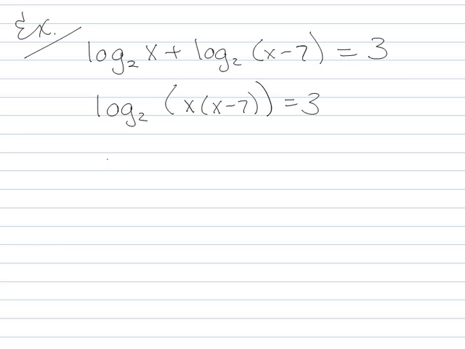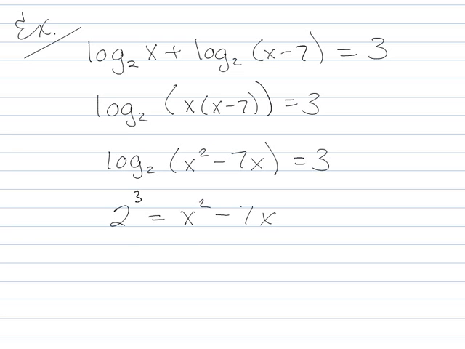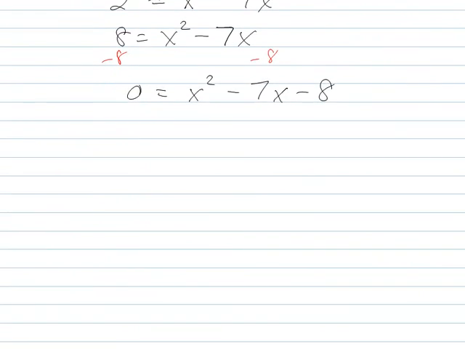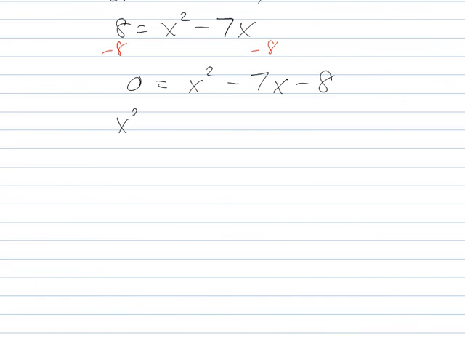Now we have it as a single log, so let's write it as an exponent. Actually, before I do that, let me go ahead and simplify the inside of that, because that's actually kind of unattractive. Now I can rewrite it as an exponent. 2 to the 3 equals x squared minus 7x. So maybe you can see where this is going. Look what we snuck up on you. We snuck in a quadratic equation. Look at it, isn't it pretty?